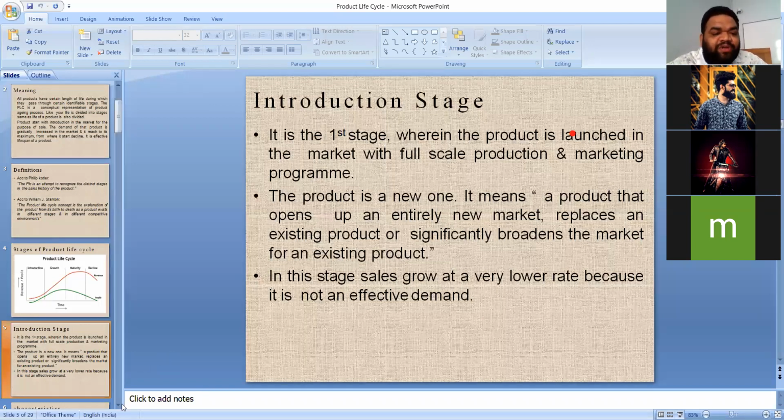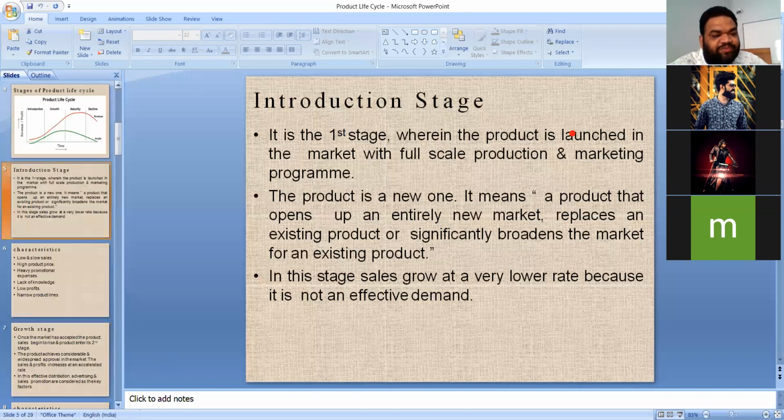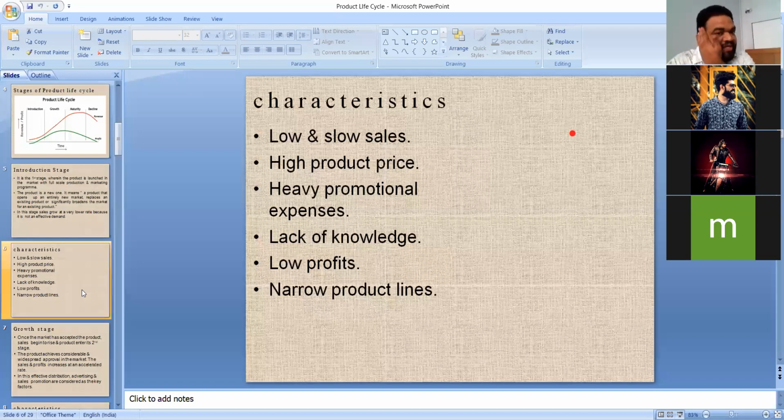Let us see what the characteristics at this stage are. These are very important for us. As I said, low and slow sales. Next one is high product price. Why high product price? Because maybe that is a pricing strategy to penetrate the market or to skim, skimming price and so on. High product price will be there because people think that we are new. Sometimes we enter with a high product price.